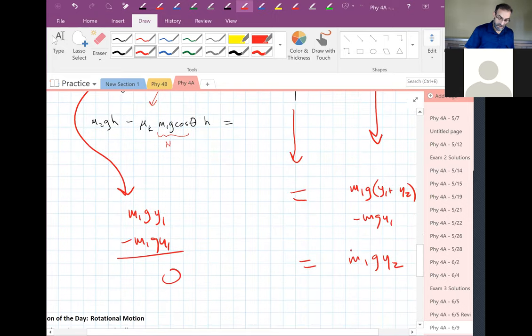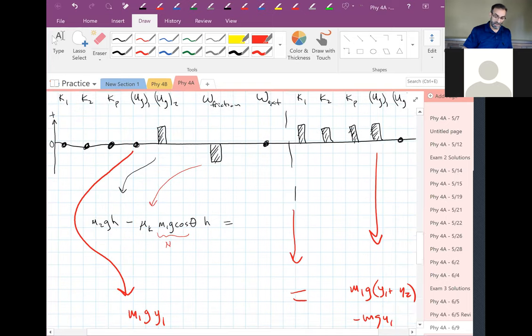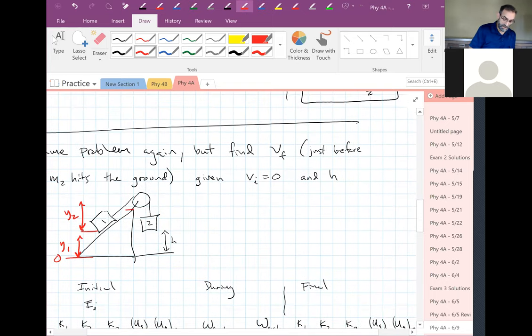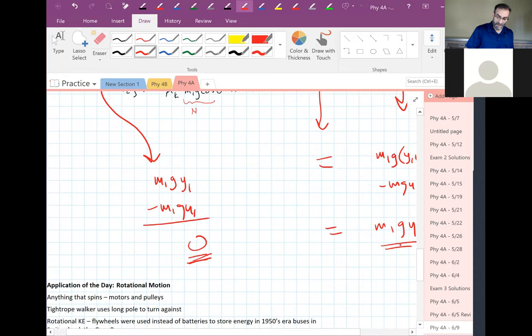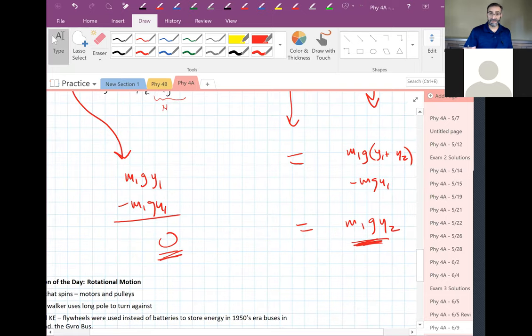And you see what happened. We ended up with zero on this side of the equation, and just the difference, the change in height, which is y2, on the other side. Well, we could just define this as zero right here, get rid of all this, define this as zero. So we start out at zero, and what do we end up with? mgy2 on the other side, right? It's the same thing. You see that now?